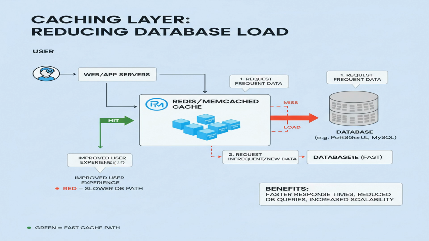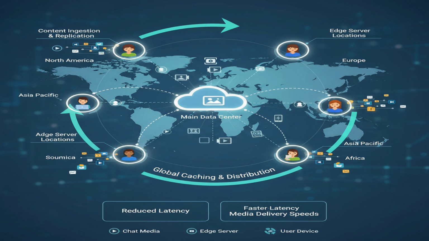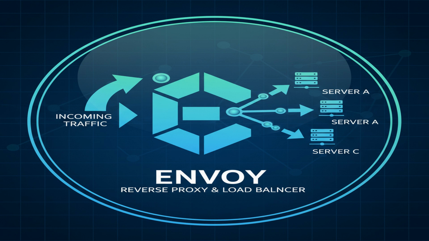Implementing a caching layer with Redis or Memcached reduces database load. Caching minimizes latency for frequently accessed data, improving user experience significantly. For global reach, consider a content delivery network, CDN. CDNs store chat media closer to users, reducing latency and improving media delivery speeds worldwide.